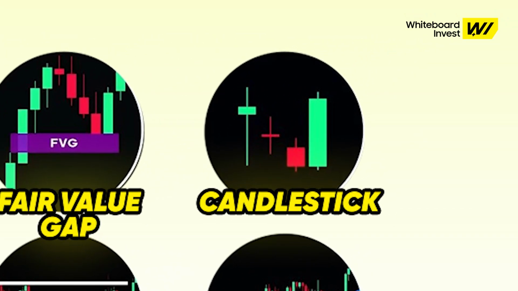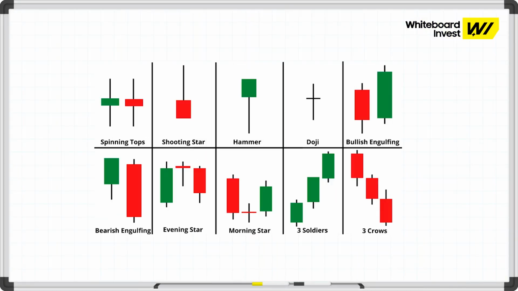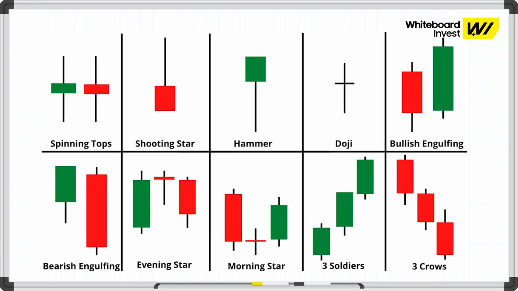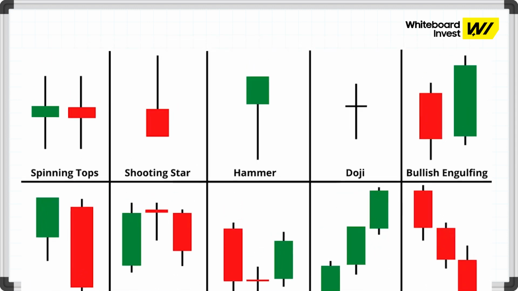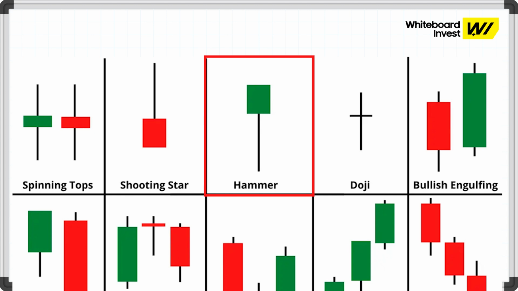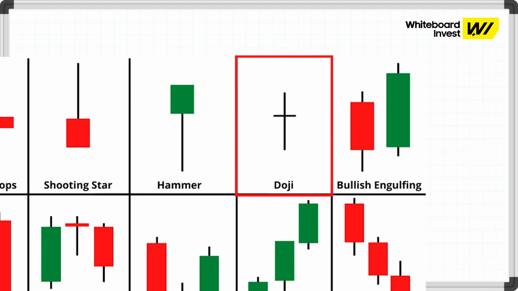Candlestick patterns are a technique traders use to analyze future price movements based on specific candlestick shapes. Notable candlestick patterns include engulfing patterns, which signal strong momentum in the direction of the engulfing candle. Hammer and shooting star patterns indicate rejection, as shown by the long wick on one side. Doji patterns signal neutrality in the market.